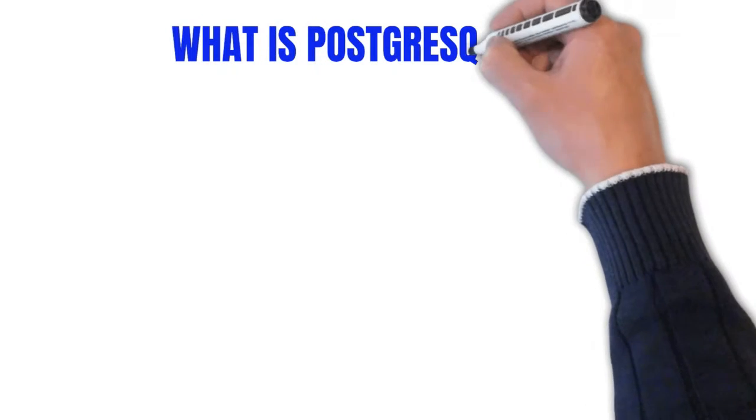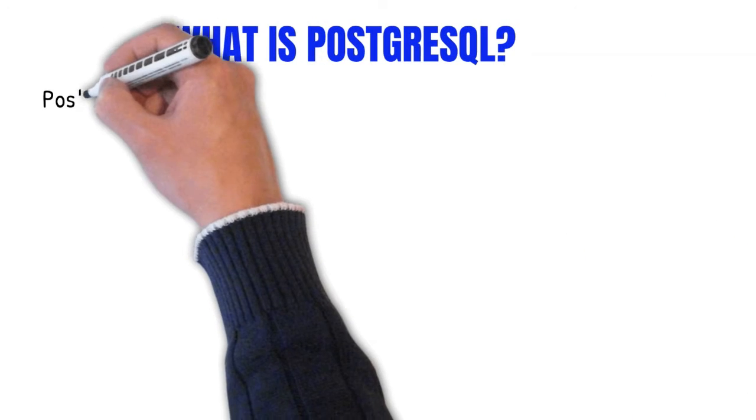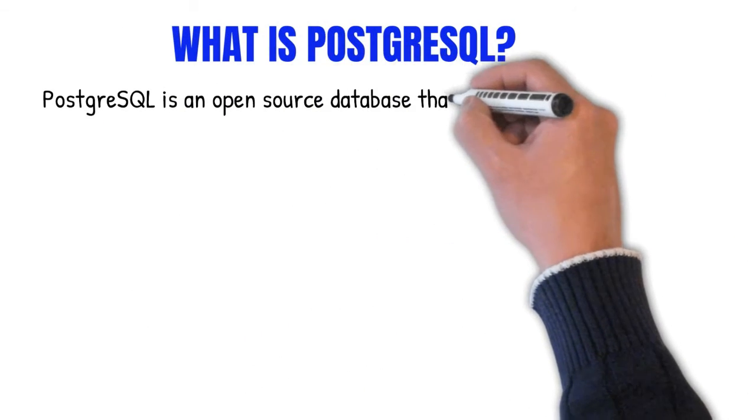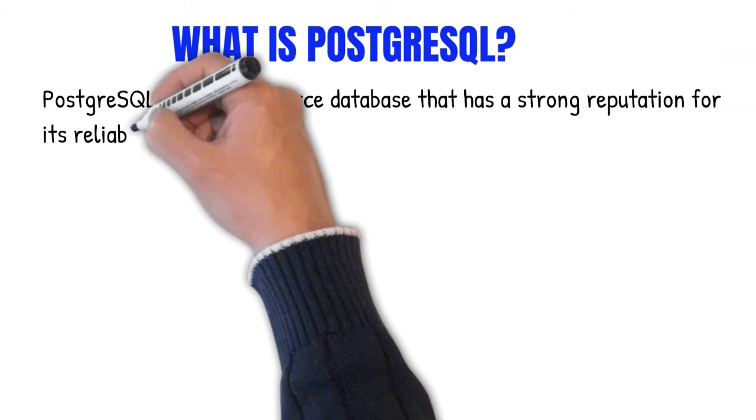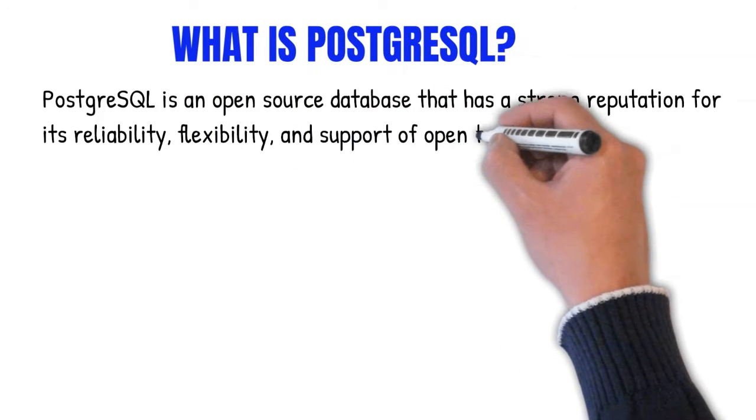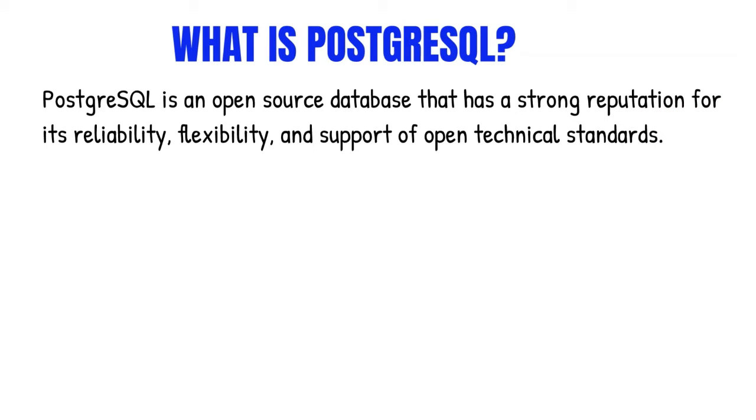So what is PostgreSQL? PostgreSQL is an open source database that has a strong reputation for reliability, flexibility, and support of open technical standards. Unlike other relational database management systems, Postgres supports non-relational and relational data types. This makes it one of the most compliant, stable, and mature relational databases available today. PostgreSQL is a highly scalable database backed by more than 20 years of development by the open source community.